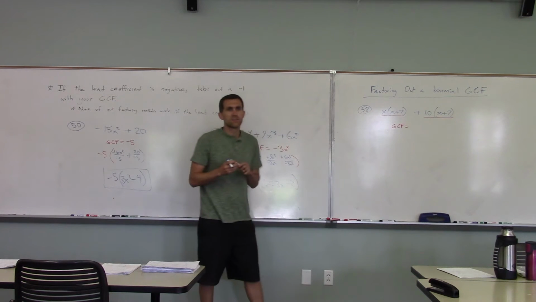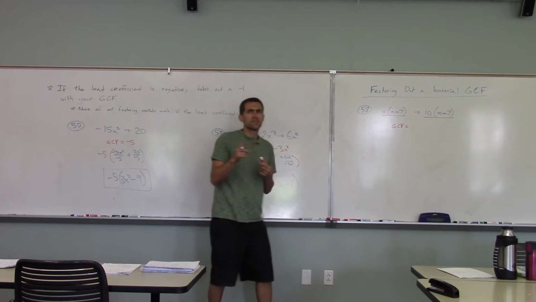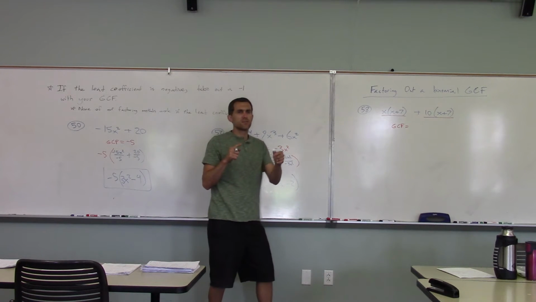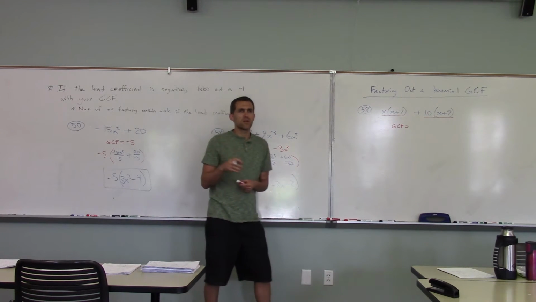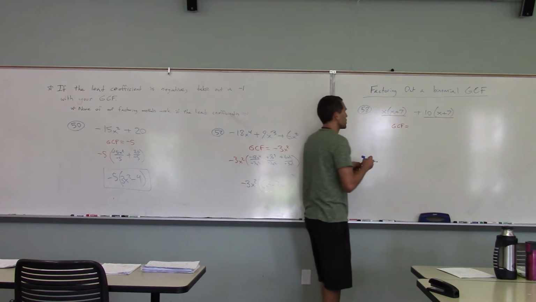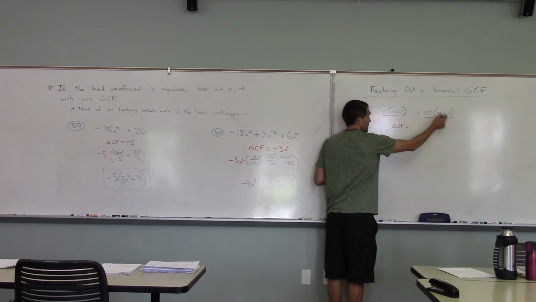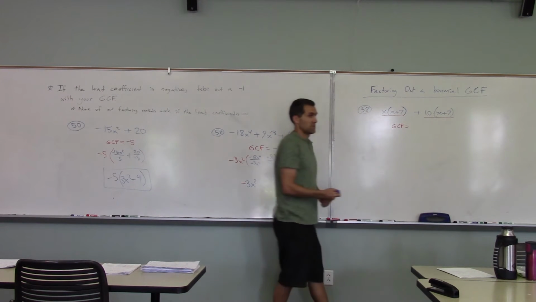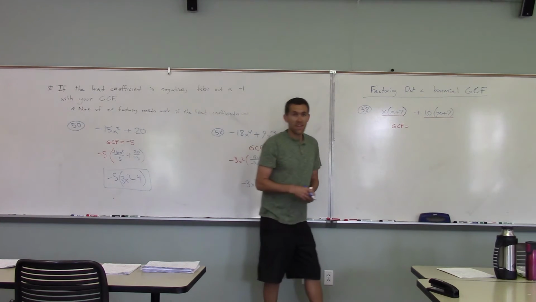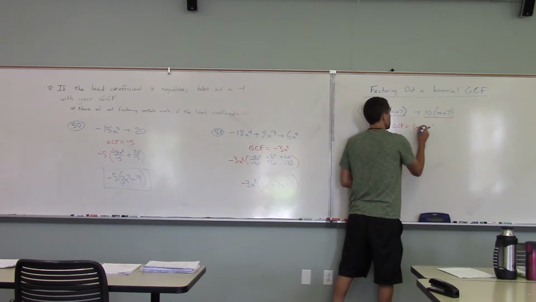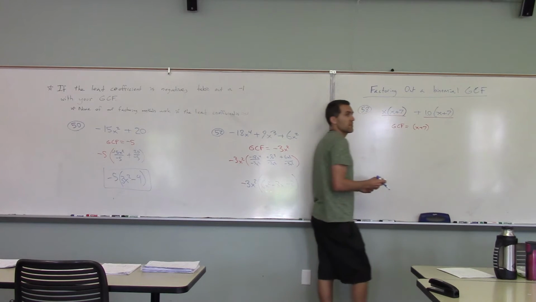x plus 7. So think about it. This term is completely made up of x times this parentheses, and this is made up of 10 times this parentheses. So they have x plus 7 in common, right? They have the entire parentheses x plus 7 in common.